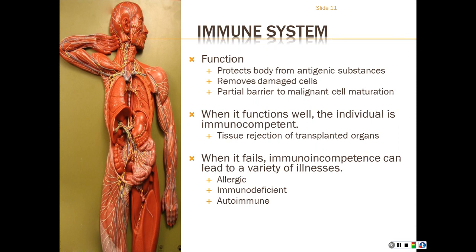The immune system's function is to protect. The lymph node system really does help the immune system because it protects the body from antigenic substances. It removes damaged cells. It has a partial barrier to malignant cell mutation. But the problem is there can be a lot of mutation throughout the lymph system. When it functions well, the individual is immunocompetent, but when it fails, it can be due to a variety of illnesses, like an allergic illness, immune deficiency, or autoimmune diseases.